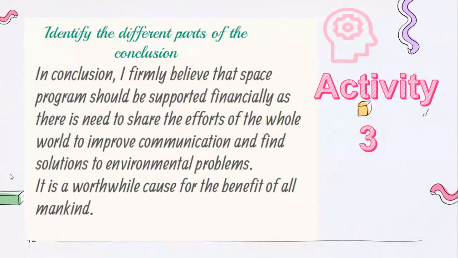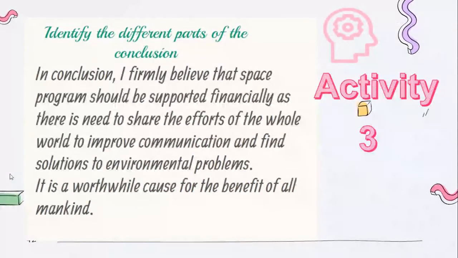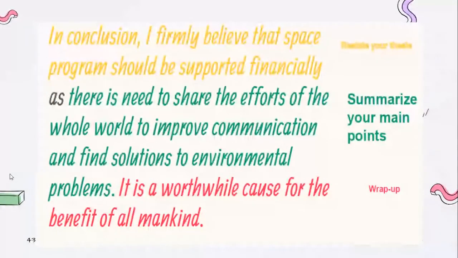Here we have a very short concluding paragraph. Identify the different parts of the conclusion. So where is the restating of the thesis? Where is the summary? And where is the wrap up? In conclusion, I firmly believe that space programs should be supported financially, as there is no need to share the efforts of the whole world to improve communication and find solutions to environmental problems. It is a worthwhile cause for the benefit of all mankind. So if you have a look, then you will see that the first one, I firmly believe, this is the restating of your thesis, summarizing your main points, and then wrapping up.